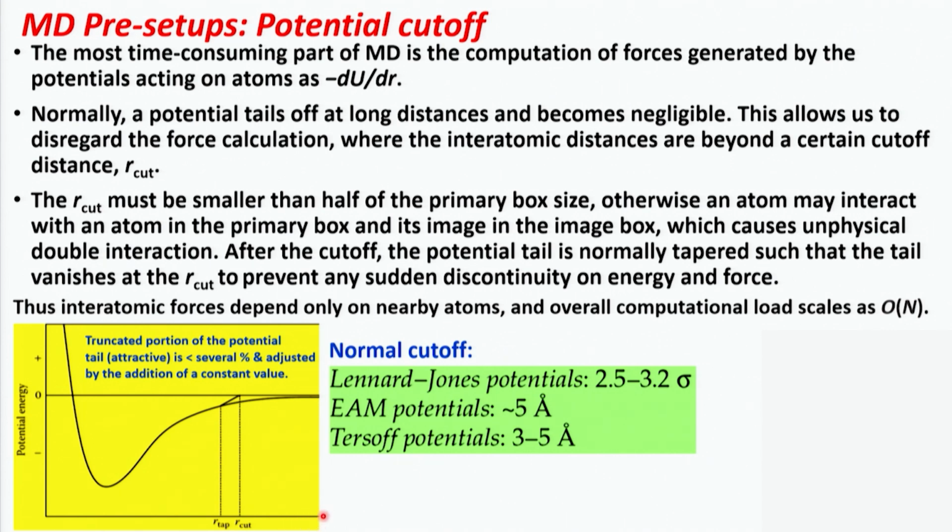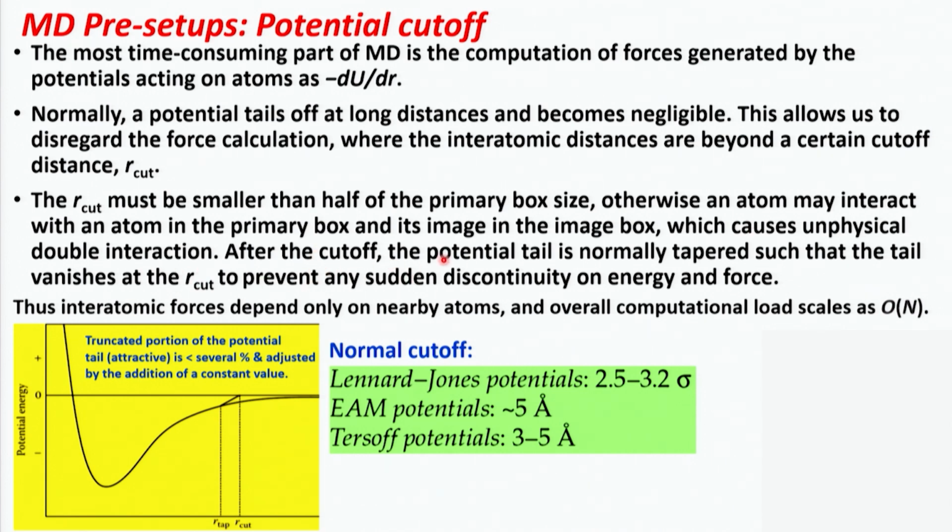Normally the potential tail at larger distance becomes negligible, and this allows us to disregard the force calculation where the interatomic distance is beyond a certain cutoff distance, which we call R cut. This R cut must be smaller than half of the primary box size. This is a convention generally followed. Otherwise an atom may interact with an atom in the primary box and its image in the image box, which causes unphysical double counting or double interaction.